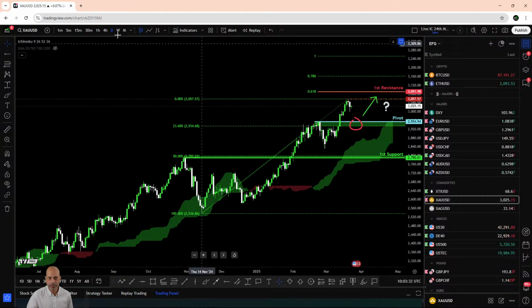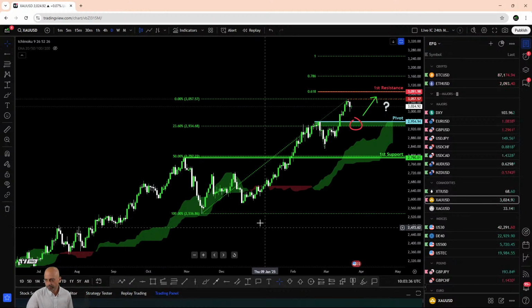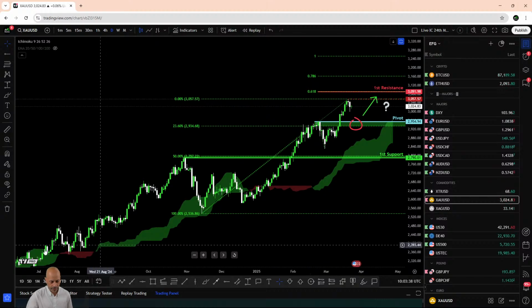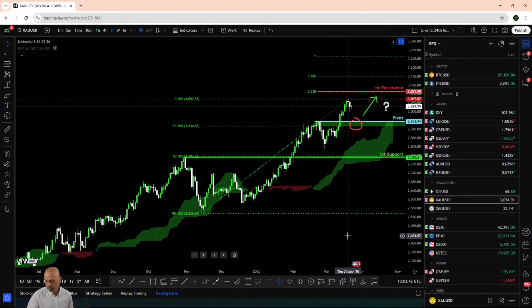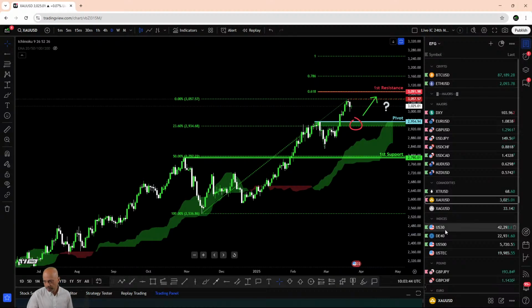All right, so these are the key levels for XAU USD. Let's move on over to the indices. We've got requests for US 100 and US 30 as well. All right, so let's start with US 30.